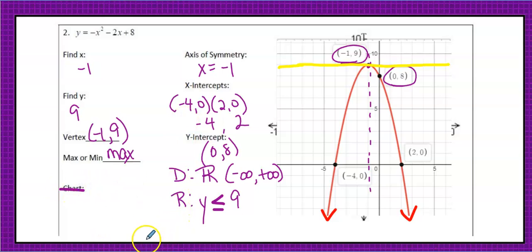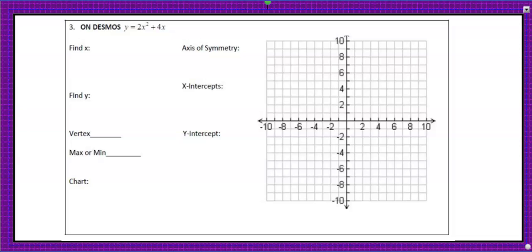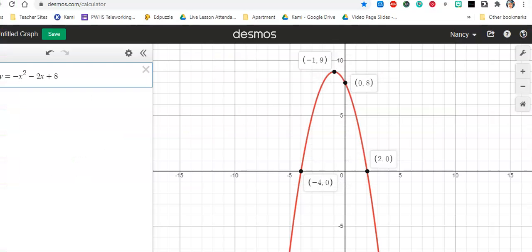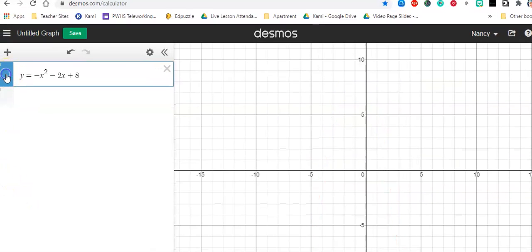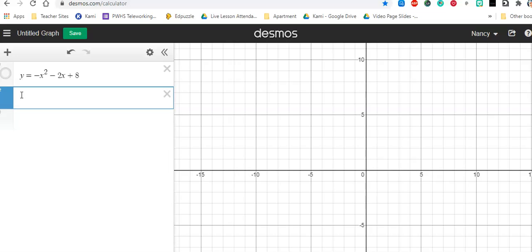We went to Desmos and graphed it. We're also going to graph the next one on Desmos. And that's our last one. All right, let's see. I'm going to go back over to Desmos, and let me show you this. If you click on this red thing right here, it will make that part invisible, but you can still keep that equation in there, and then you can click right here and do your next graph.